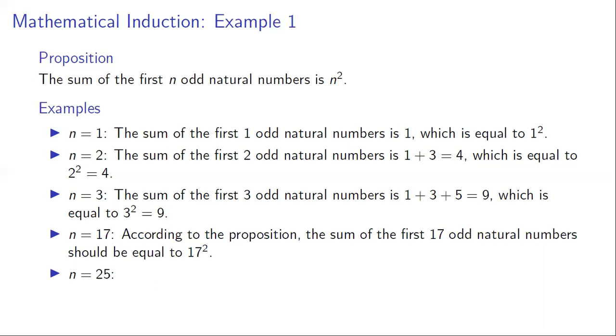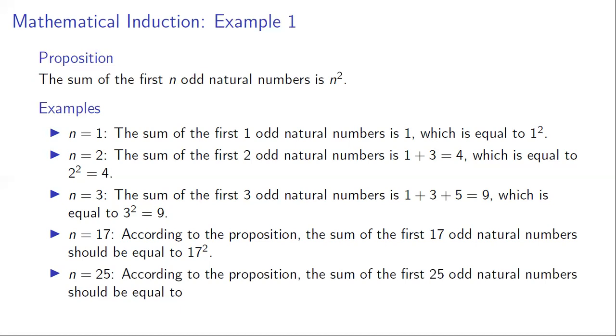How about for n equals 25, right? So I want to prove this as well. I want to include in my proof to cover n equals 25. According to the proposition, the sum of the first 25 odd natural numbers should be equal to 25 squared. So again, we haven't proven this, but this is what the proposition is telling us. Okay, now we hopefully understand what the proposition is saying.